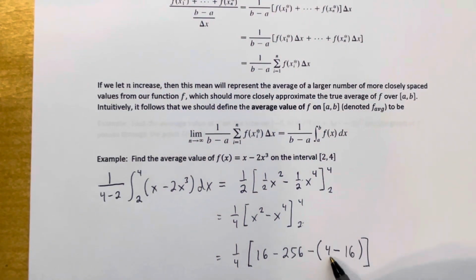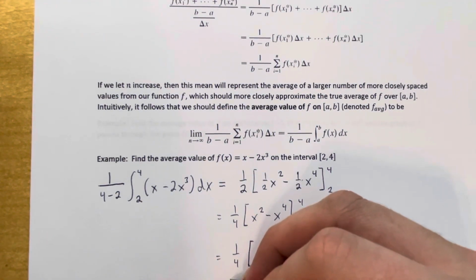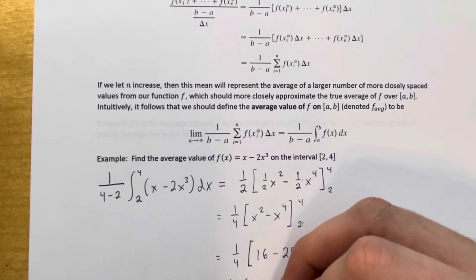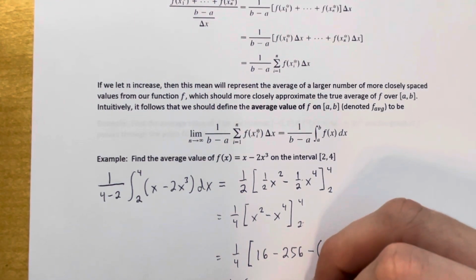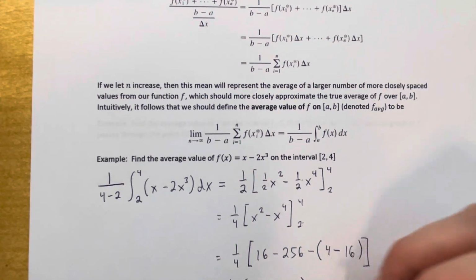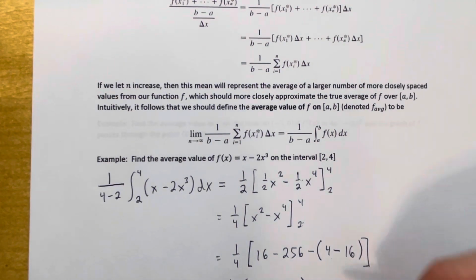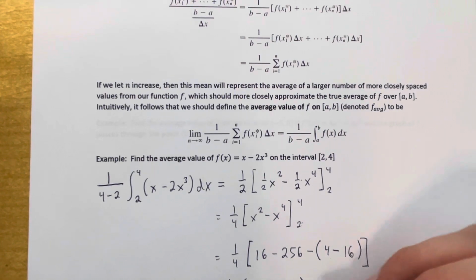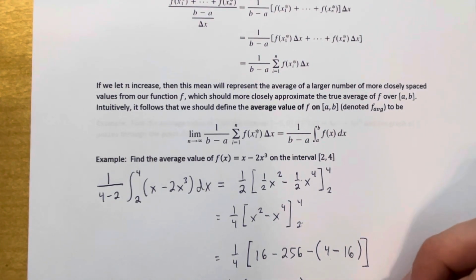All right, so 4 minus 16 is negative 12, but this negative will make that positive, so I have 12 plus 16. 12 plus 16 is 28, minus 256. I could do the subtraction here, but I'm going to do a little trick. If I multiply the 1/4 in at this point, I can divide both of these by 4. That's going to become 7 minus, and 1/4 of 256 is 64. 7 minus 64 is negative 57.